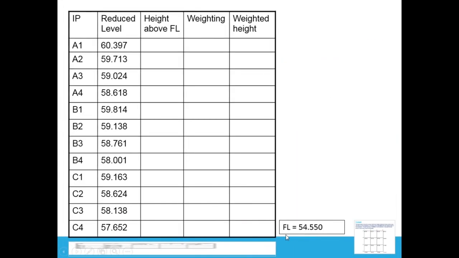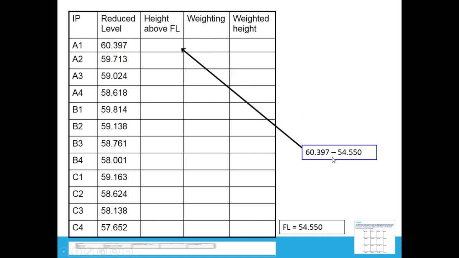So this is the formation level. I will keep it here in front of me. Formation level is 54.550. So the height above the formation level is the reduced level of each intersection point minus the formation level. So this is the formation level, and the reduced level is this number for A1.